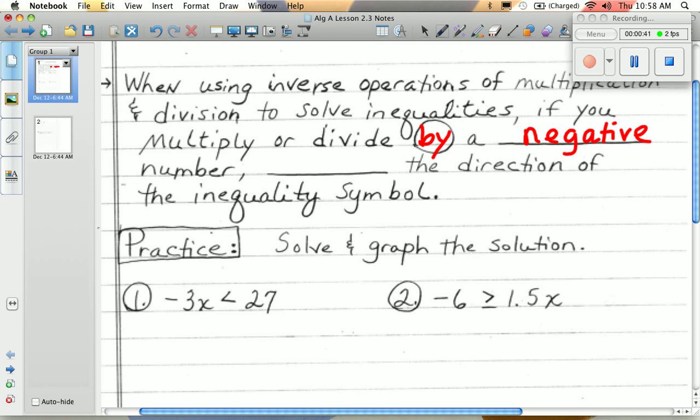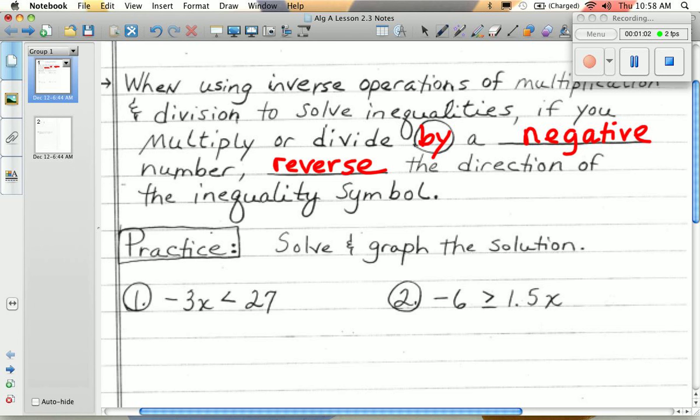if you multiply or divide by a negative number, what did we do to the inequality symbol? We had to reverse it to make it true. Reverse the inequality symbol. So again, let's go, oh, I think I've erased it.